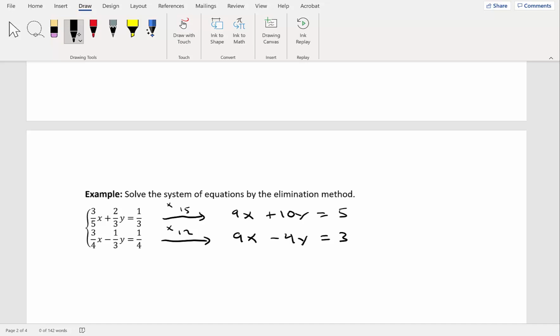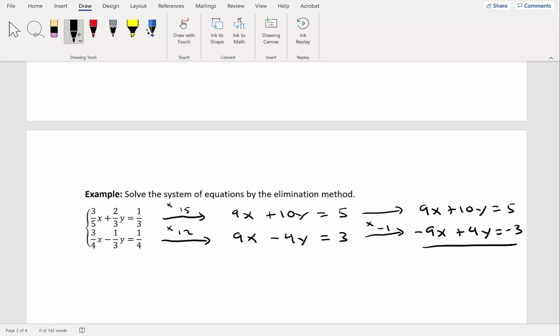Let's proceed with our strategy. Let's choose a variable to get rid of. Sometimes it's easier to get rid of one variable over the other. In this case, it might be a little bit easier to get rid of our x's, because notice the first equation has 9x, the other one also has 9x. So we just need one of these to be negative 9x. The first equation I'm going to keep the same. I'm not going to multiply that by anything. I'm going to leave that as positive 9x. And for the bottom equation, to get that to a negative 9x, I'm going to multiply by negative 1. So I get negative 9x plus 4y is equal to negative 3.